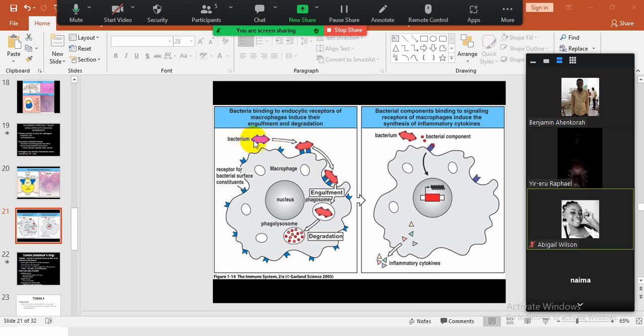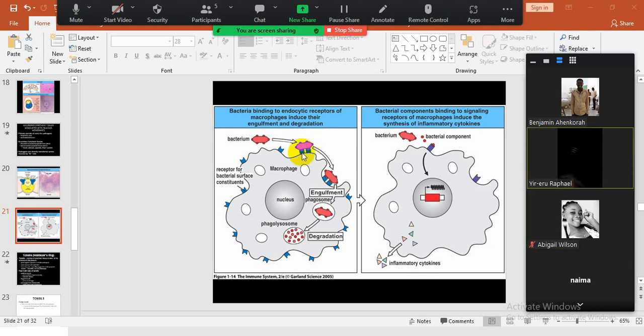So let's see. This is a bacteria, and the bacteria has some round things on it. That is what we call the antigen, the component of a disease-causing organism that is able to elicit an immune response. So the antigen will bind to the receptor. Every cell has a receptor. So this is the macrophage. It's an antigen presenting cell. It is a myeloid progenitor cell. So it has receptors on its surface. So the bacteria will bind onto it.